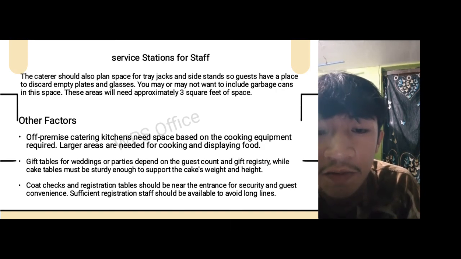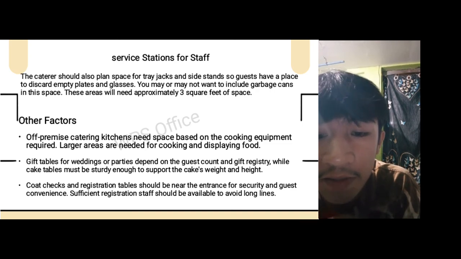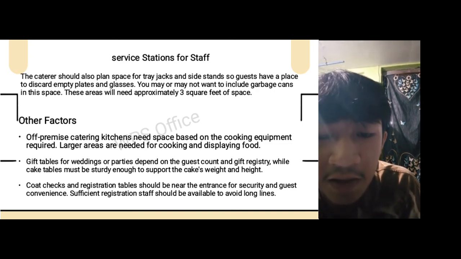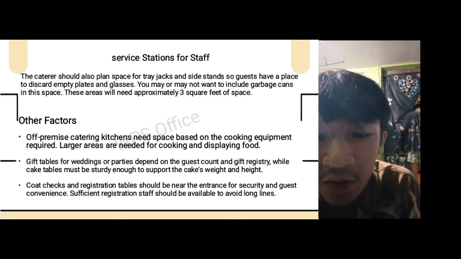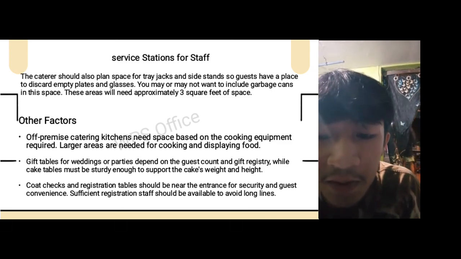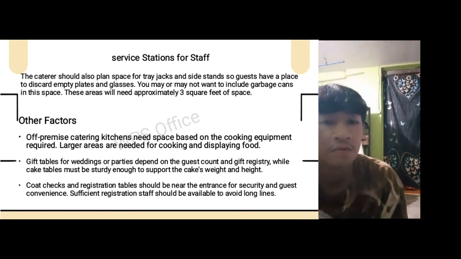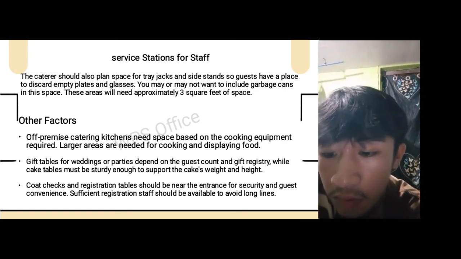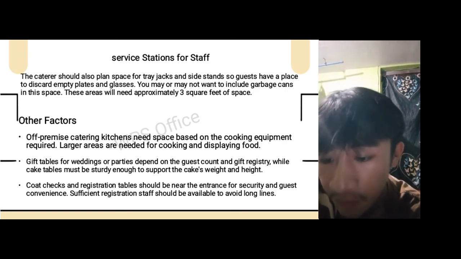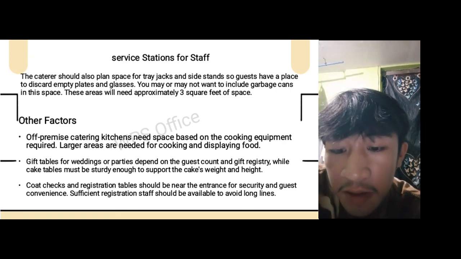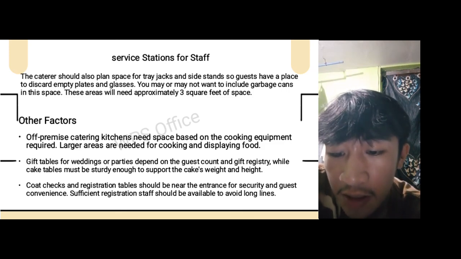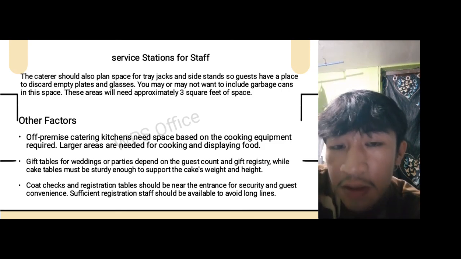Service station for staff. The caterer should also plan space for tray jacks and side stands so guests have a place to discard empty plates and glasses. Other factors: a catering kitchen needs space based on the cooking equipment required, and a large area is needed for cooking and displaying foods.